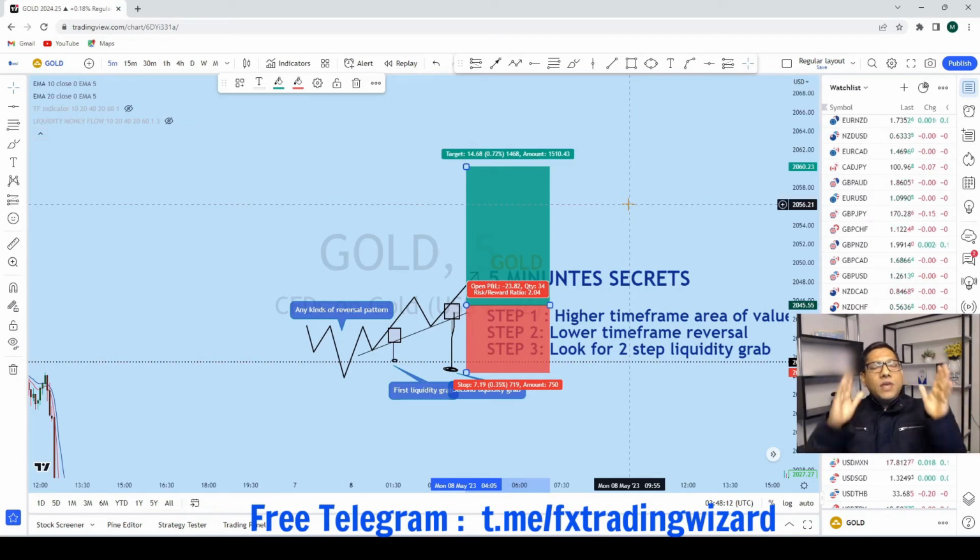So now let me explain to you on the real chart how to find this kind of trade, guys. As I mentioned, this is the simplest way to understand gold, so make sure that you stick till the end to understand everything I'm explaining here.